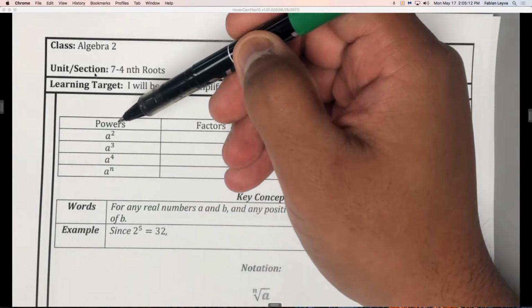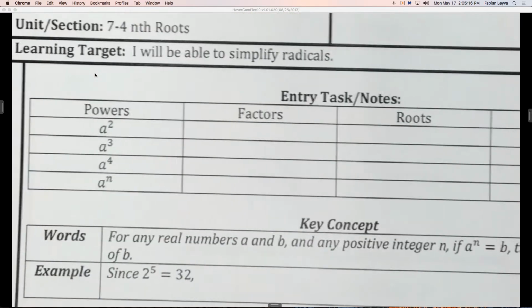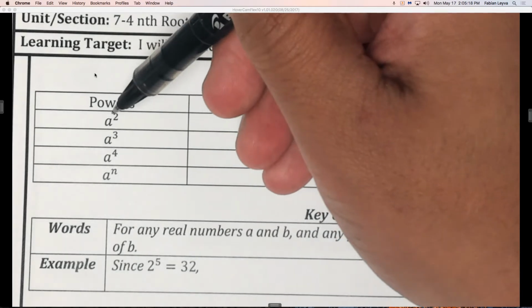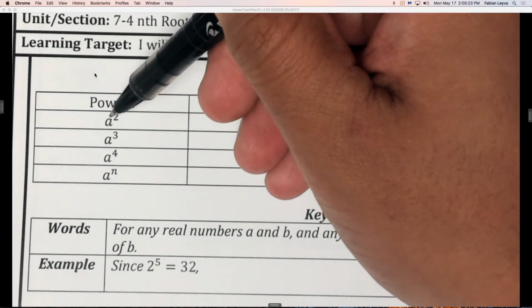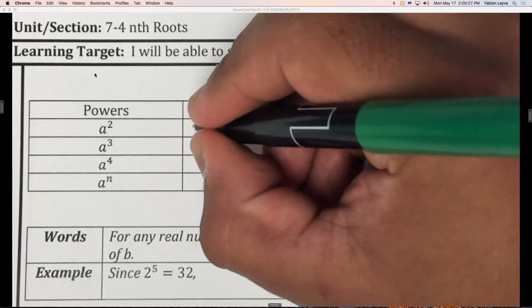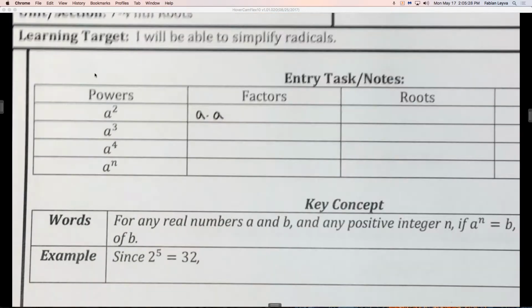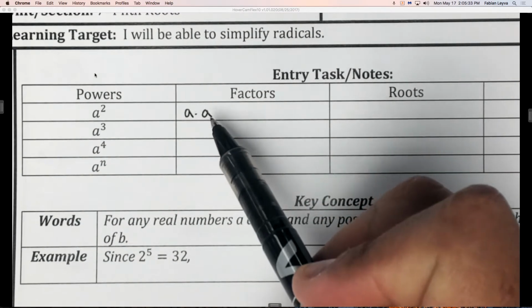Powers are really just a fancy word for exponents. If I have something like a squared, this is just telling me that I have a base. My base in this situation is a. I am multiplying my base by itself 2 times. So if I were to write this out in factor form, this would be the same thing as a times a. Because again, a squared is literally just telling you to multiply the base by itself twice.